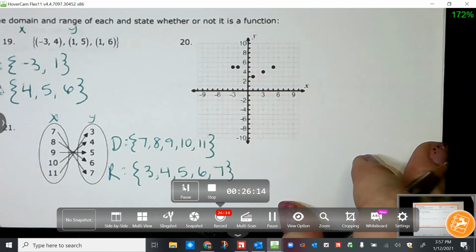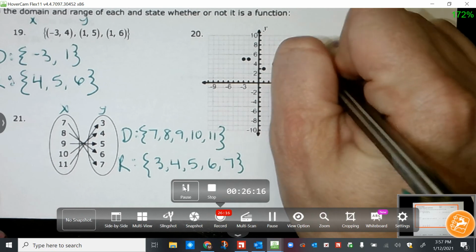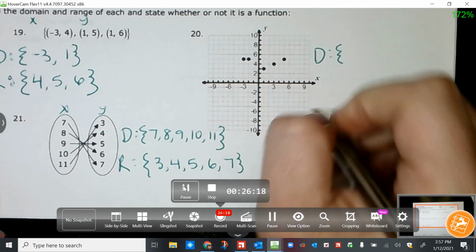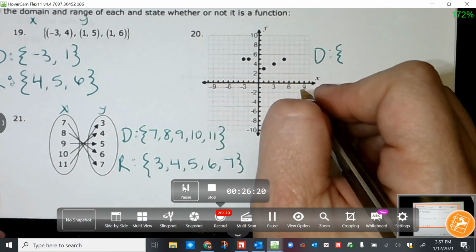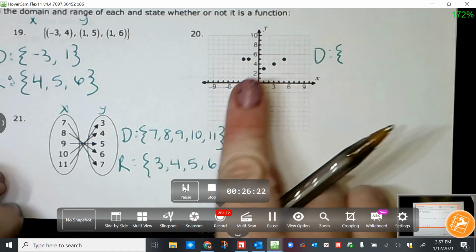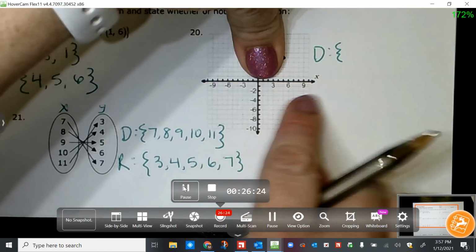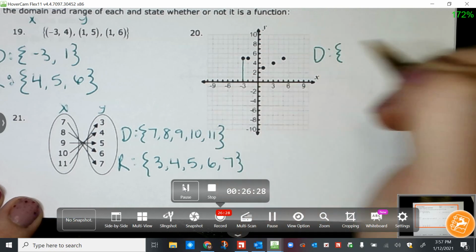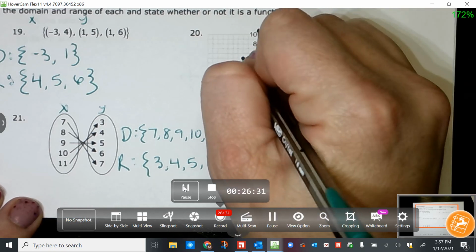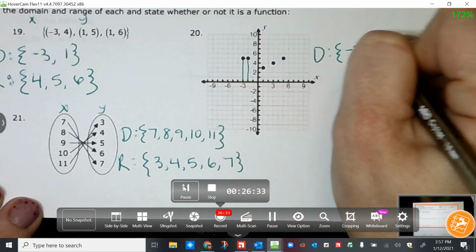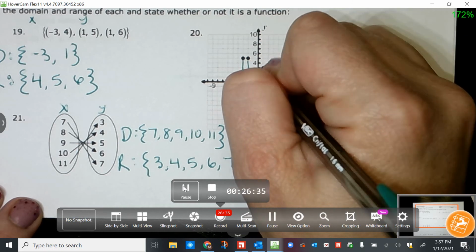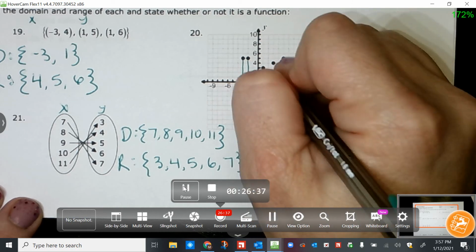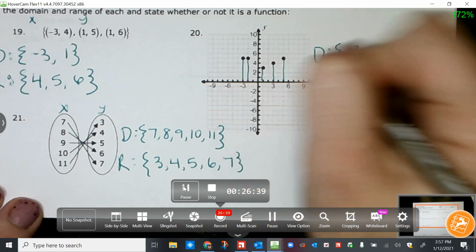Okay, now the graphs are a little different. Domain is your x value, so I'm going to be looking only at these numbers. Do not look at these numbers, only these, okay? So this dot is at -3, -2, 1, 3, 5.